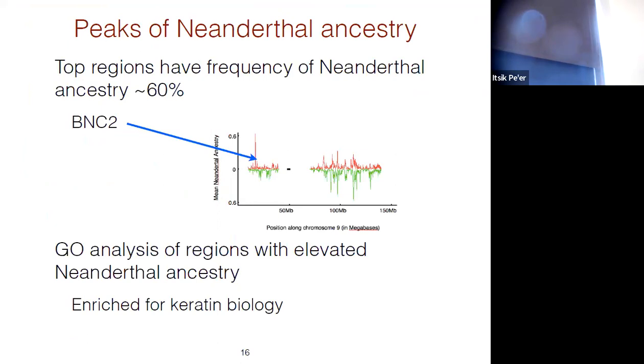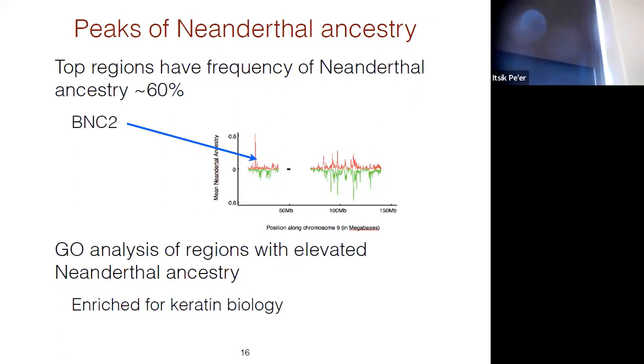This peak of Neanderthal ancestry overlaps with the gene BNC2. And this is a gene which has been shown to be associated with skin color, pigmentation, and hair color. So we did some additional analyses to ask whether these peaks of Neanderthal ancestry could have risen in frequency neutrally, or whether there is selection involved in increasing the frequencies of these regions. And it turns out for these peaks of Neanderthal ancestry, it's fairly clear that they must have risen to these high frequencies by positive selection.